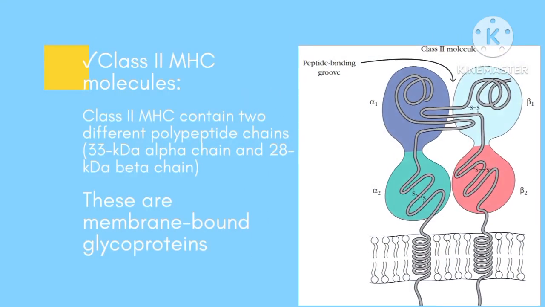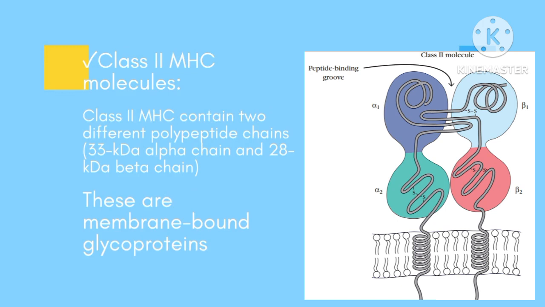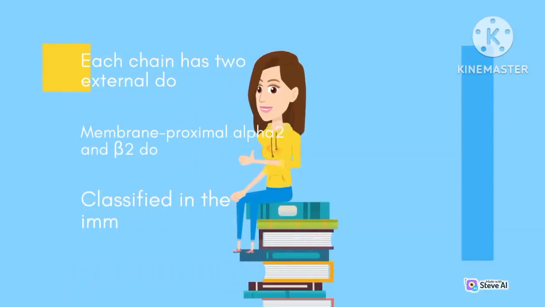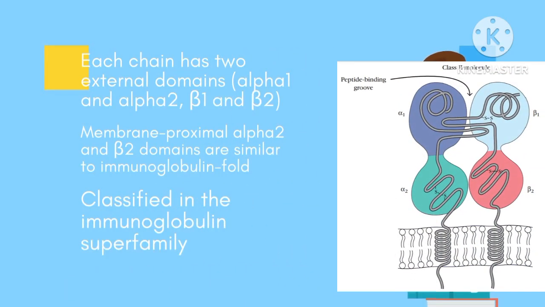Class II MHC molecules. Class II MHC contain two different polypeptide chains, 33 kDa alpha chain and 28 kDa beta chain. These are membrane-bound glycoproteins. Each chain has two external domains, alpha 1 and alpha 2, beta 1 and beta 2. Membrane proximal alpha 2 and beta 2 domains are similar to immunoglobulin fold. Classified in the immunoglobulin superfamily.